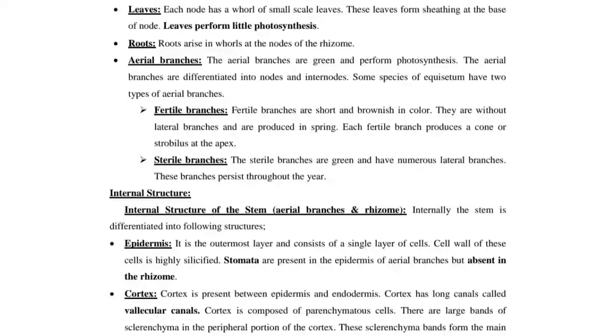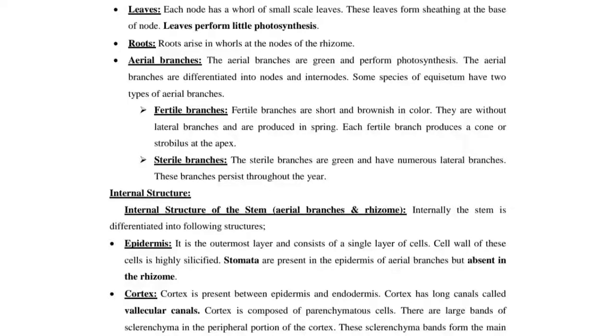Internal structure. Internal structure of the stem, aerial branches or rhizome. Internally the stem is differentiated into the following structures. Epidermis. It is the outermost layer and consists of a single layer of cells. The cell wall of these cells is highly silicified. Stomata are present in the epidermis of aerial branches but absent in the rhizome.